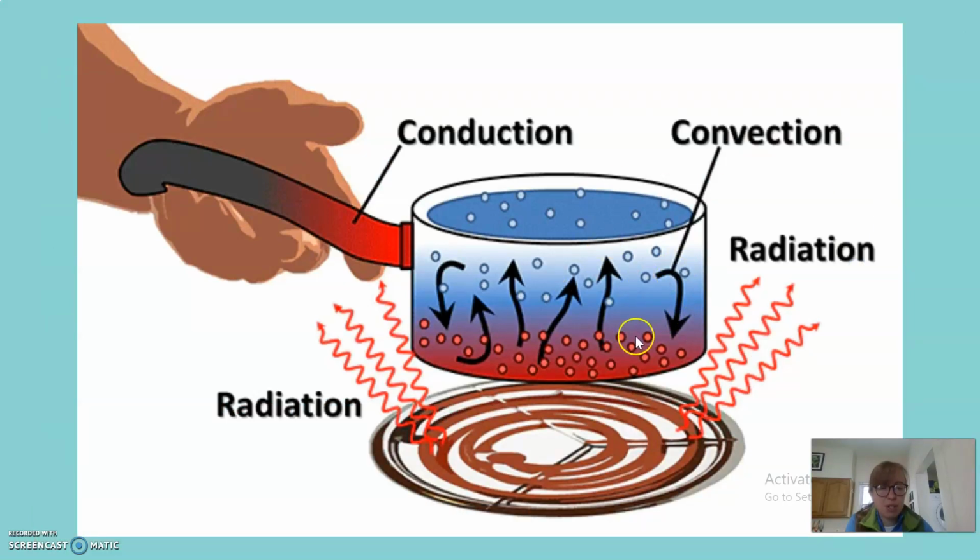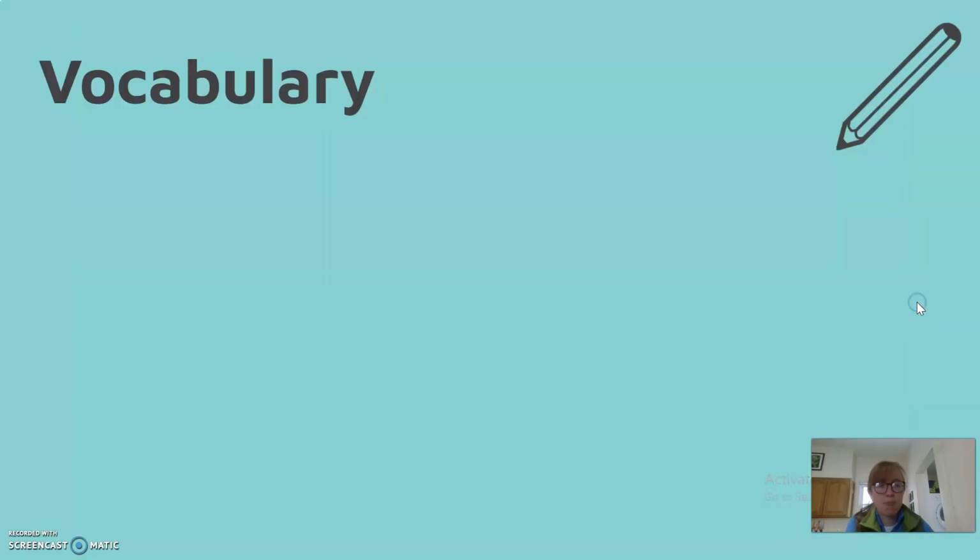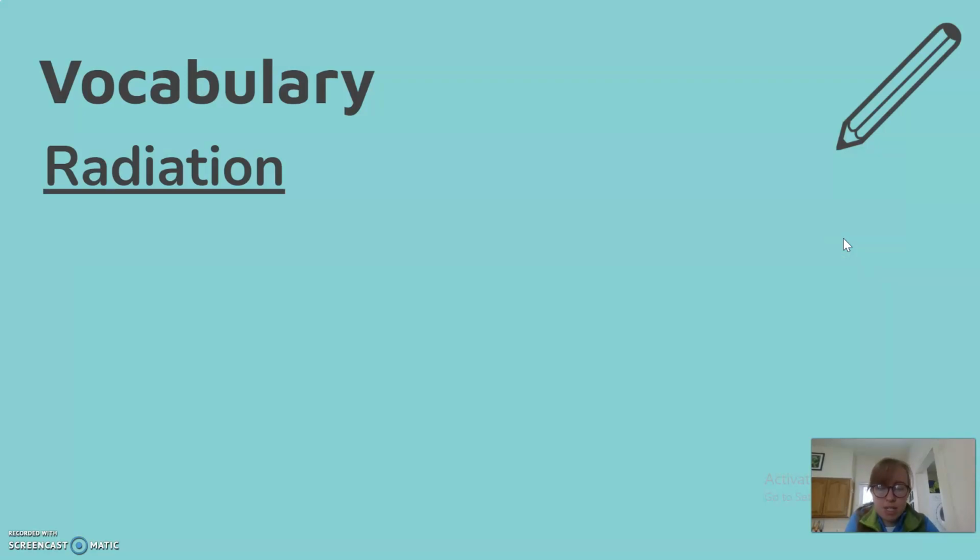You can see the example here. They're showing boiling water. So the molecules here are moving because of convection. The heat is transferring from one molecule to the next. All right, and last type of heat transfer, this is radiation.